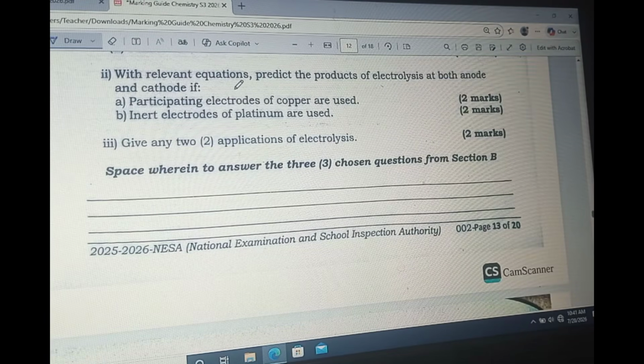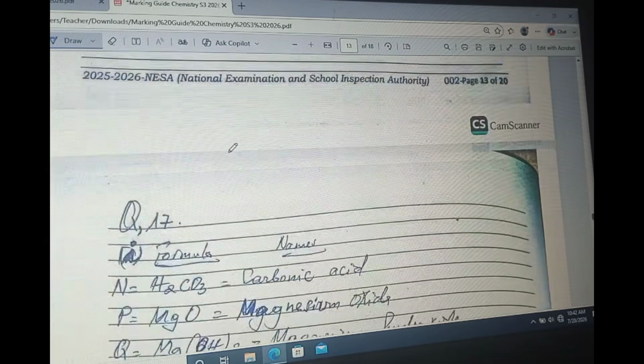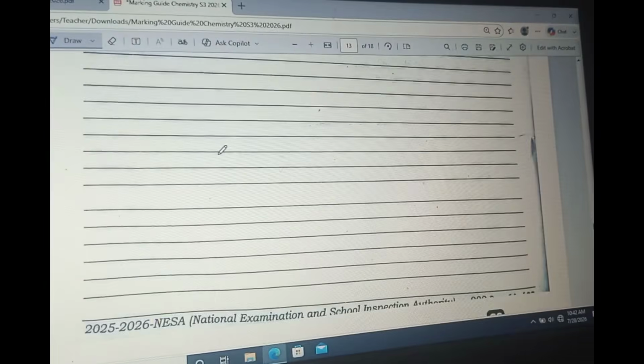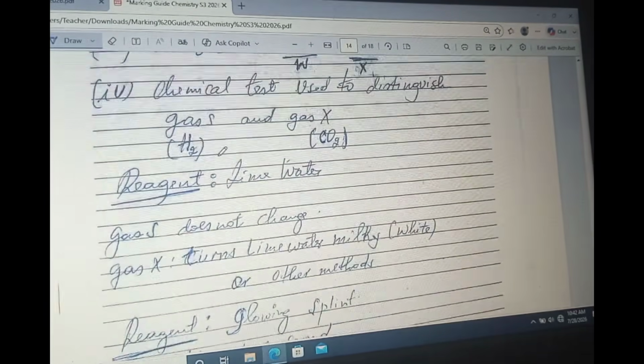II. With relevant equations, predict the products of electrolysis at both anode and cathode if A. participating electrodes of copper are used, B. inert electrodes of platinum are used. III. Give any two applications of electrolysis. Let's see below the full answers to that question.